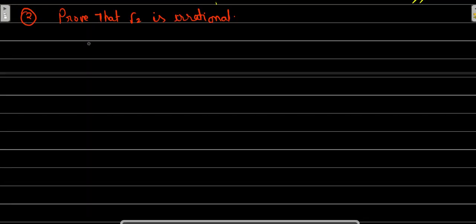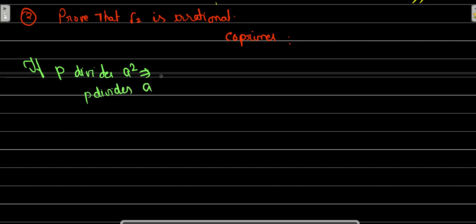In order to understand this, we have to prove that root 2 is irrational, right. Before that we should know something. What are co-prime numbers? We need to understand what co-primes are, and we also need to understand the statement of the theorem that if p divides a square, this implies p divides a. If p divides a square, then p also will divide a. This is the thing you should know.